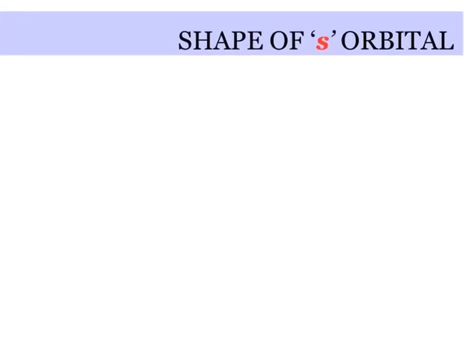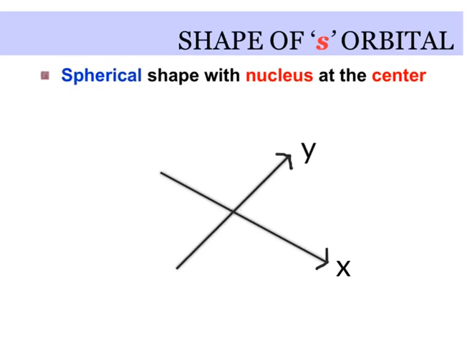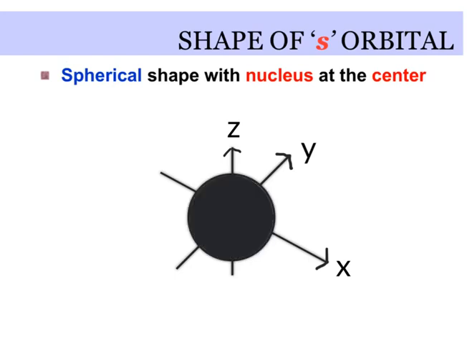The S orbital is spherical in shape with the nucleus at the center. Let's sketch this S orbital together. Draw the x-axis, y-axis and z-axis. Then we draw a circle around these axes. Shade the area inside the circle so that the axes disappear. So this is how we sketch the S orbital.